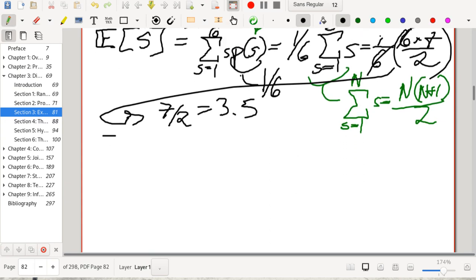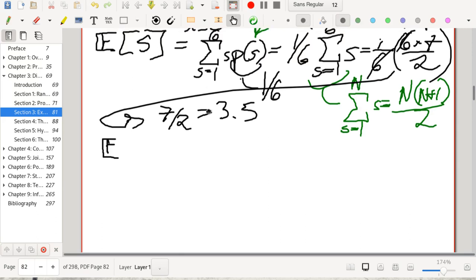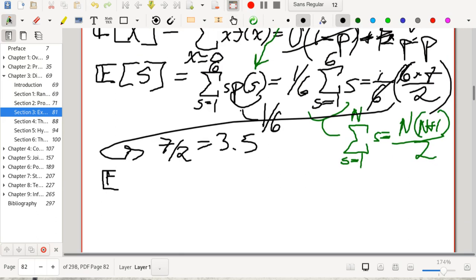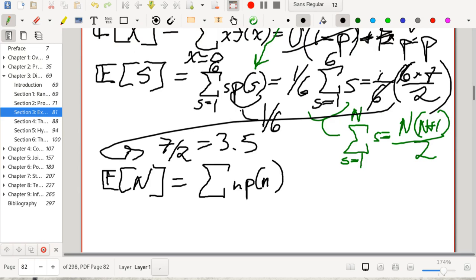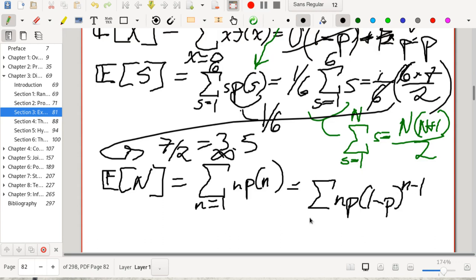Finally, we have the expected value of, what am I calling this geometric random variable? I'm calling it n. The expected value of n is going to be the sum of n times p of n, where n ranges from 1 to infinity. All right, this is going to get much more complicated, because this is going to involve an infinite sum. P of n is going to be p times 1 minus p to the power n minus 1, and we're summing from n equals 1 to infinity.